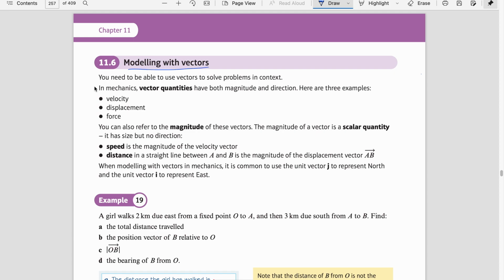So modeling with vectors, you need to be able to use vectors to solve problems in context. In mechanics, vector quantities have both magnitude and direction. For velocity, displacement, forces, you can also refer to the magnitude of these vectors, scalar quantities, speed and distance.